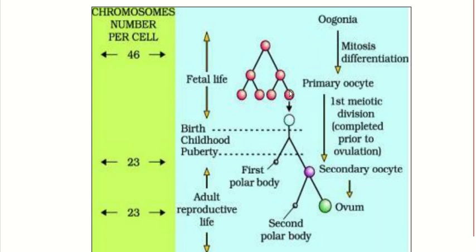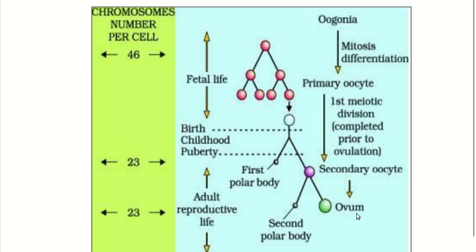Oogenesis can also be asked. The chromosome number per cell is 46. Oogonia undergo mitosis and differentiation to form primary oocyte. The primary oocyte undergoes first meiotic division, and the first polar body is formed and secondary oocyte is formed. Secondary oocyte undergoes another meiosis to form second polar body and a functional egg cell.